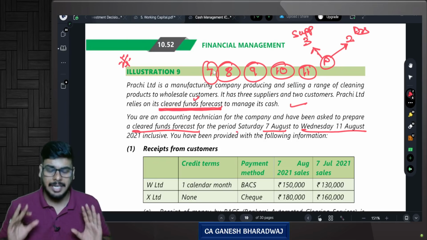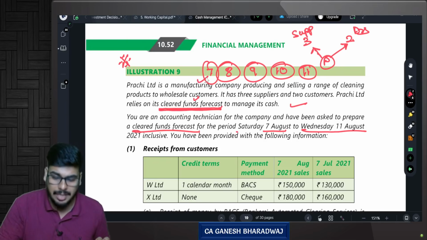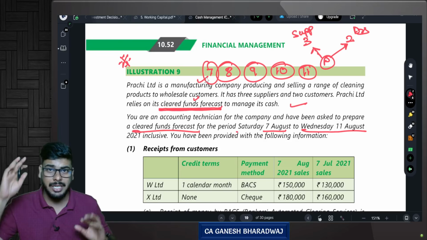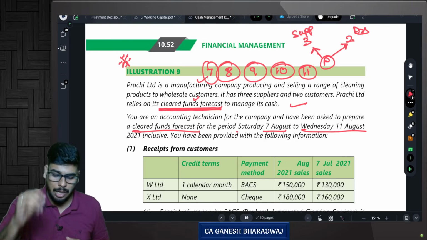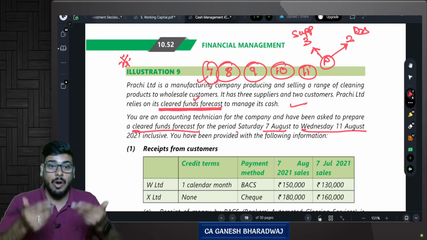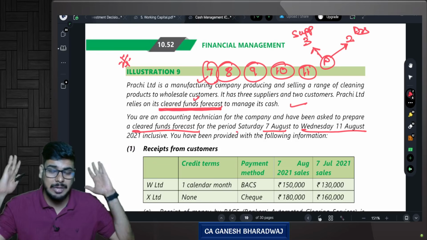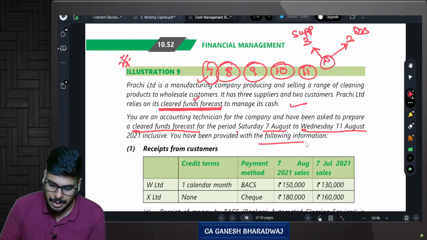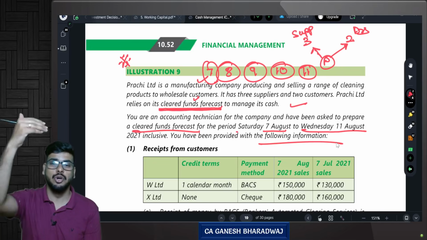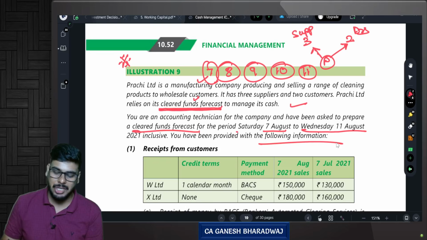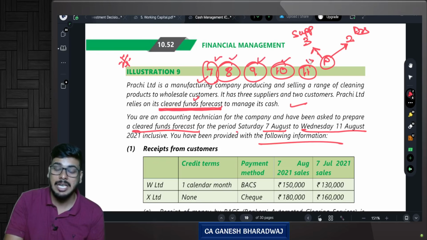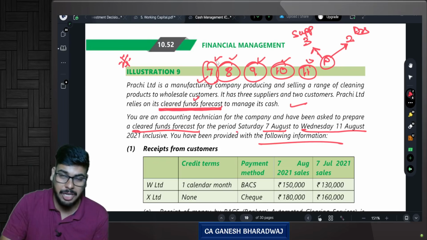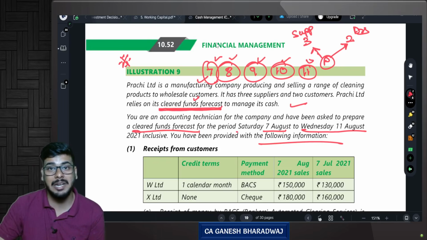Very simple, no? That is, when will you actually consider things in your budget? Receipts minus payments, that is going to be your excess or your deficit cash, correct? So when will you do this? You will account for it in a particular day only when your bank account is actually reflecting this particular transaction. Yes, very simple. Now you are provided with the following information. So basically we need to prepare a cash budget for each of these 5 days. But remember, there is only one condition here. You should record a transaction only when your bank statement reflects it.